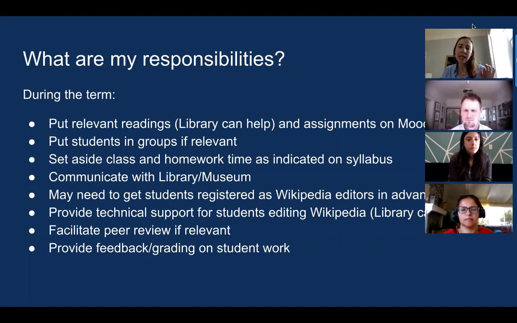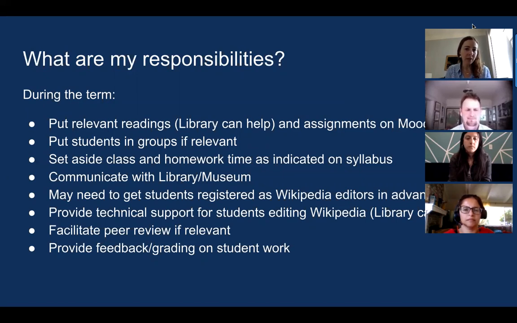So Wikipedia has a limit of how many new editing registrations they can take from a single IP address range on a particular day. So you can't have all 20 of your students, if they're living on campus or taking class on campus, all register at the same time. You might have to spread that out in advance.